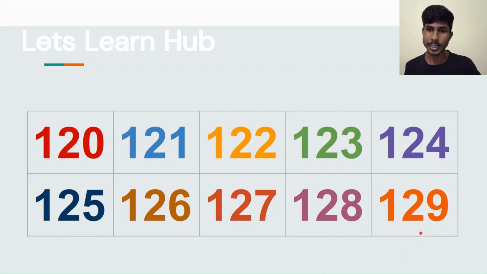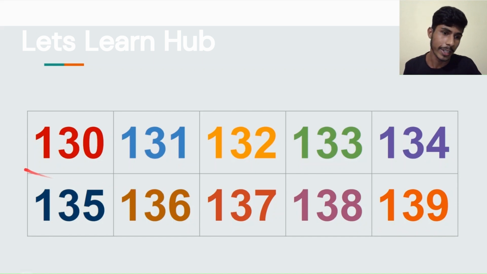You can guess the next number. This 9 will become 0, and this 2 will become 3. So you will get 130. This is the number you will get, right? 130. That is 130. Okay.